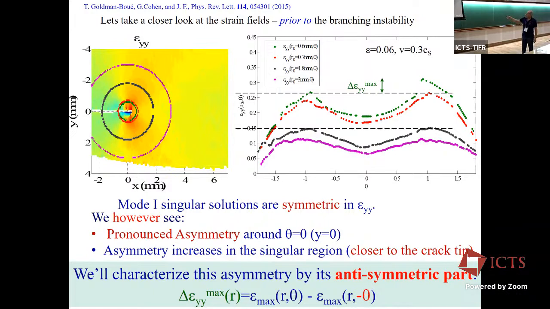So we can measure this asymmetry, and we can see it getting higher and higher the closer we get to the crack tip. Here you can't really see anything. Here it's a bit more, and as we get closer, it gets larger. So we're going to characterize this antisymmetric part, or this asymmetry, by just looking at the difference between the peak here and the peak here.